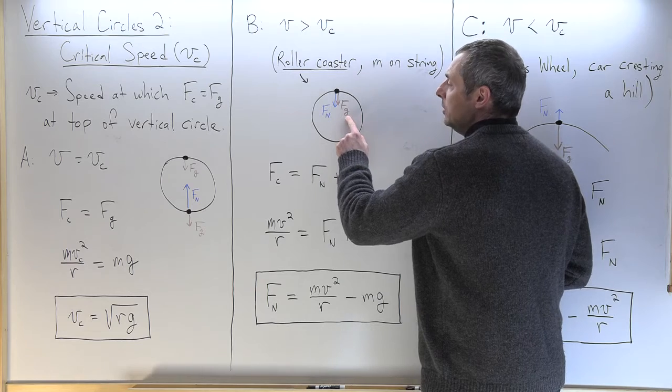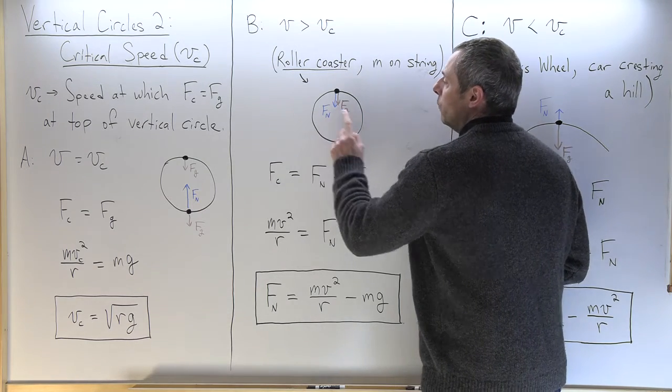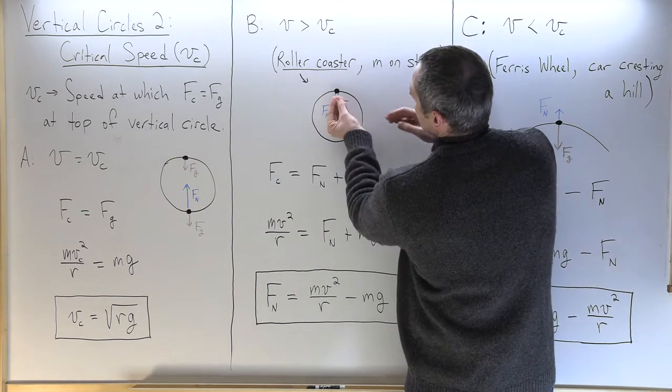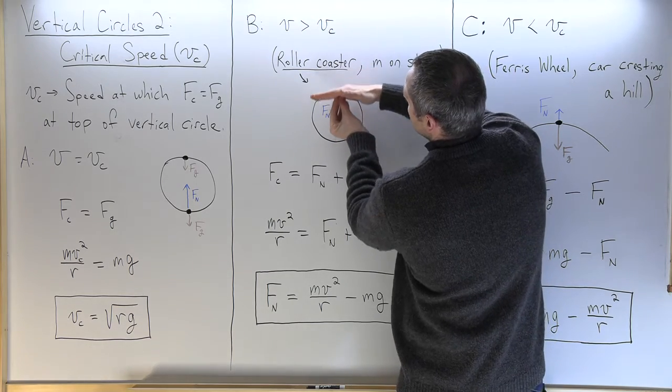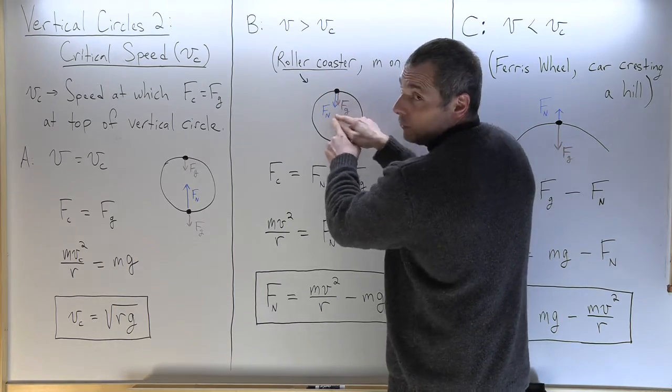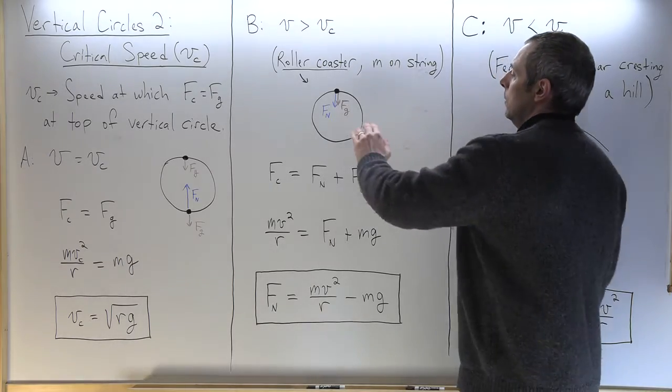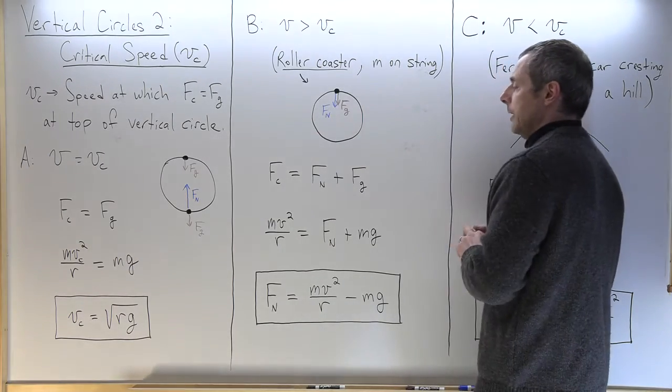That means that gravity is not enough. We need an extra force. In this case, you're under here and the seat is up here, so it's pushing on you downward, and that's a normal force instead of a string tension. So just like in our notes yesterday, two forces up there.